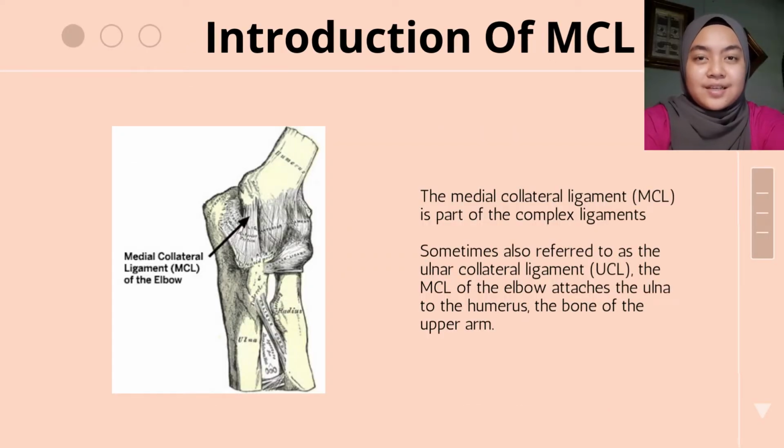The medial collateral ligament, which is MCL, of the elbow is part of the complex of ligaments and tendons that attach and stabilize the bones of the lower and upper arm where they meet at the elbow joint. It should not be confused with the MCL of the knee. It is sometimes also referred to as the ulnar collateral ligament, which is UCL. The MCL of the elbow attaches the ulna, which along with the radius makes up the bones of the lower arm, to the humerus, the bone of the upper arm.